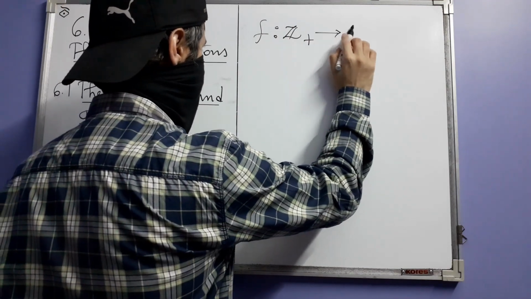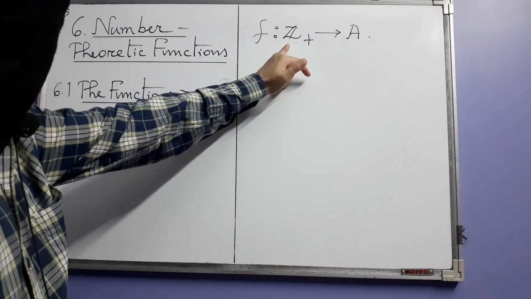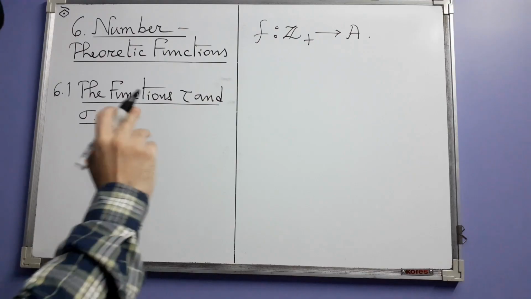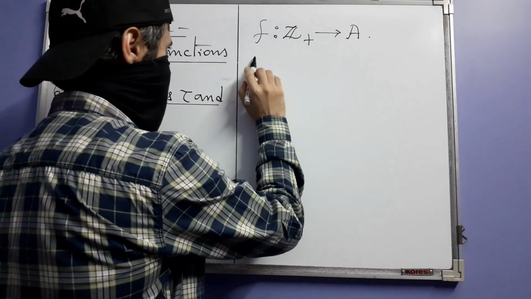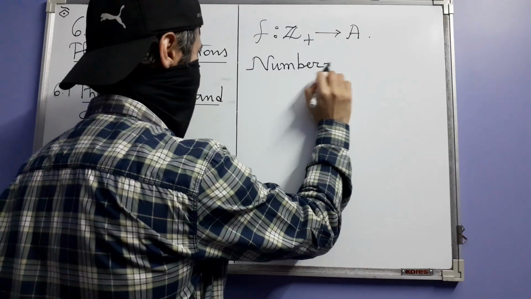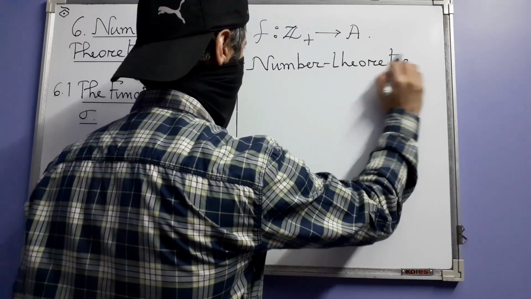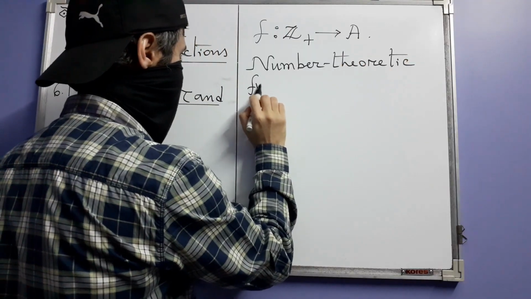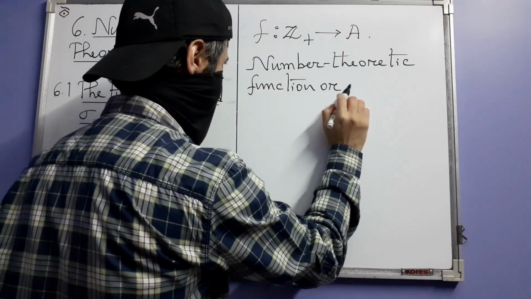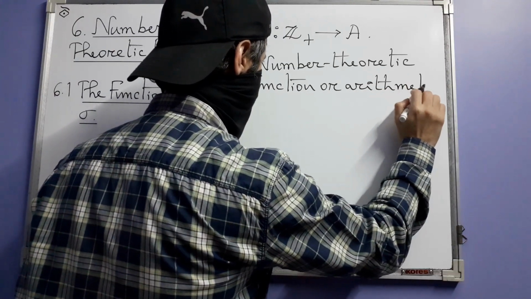So the function is like this, where this is the set of positive integers and this A is some set. Then this type of functions are called number-theoretic functions, or arithmetic functions.